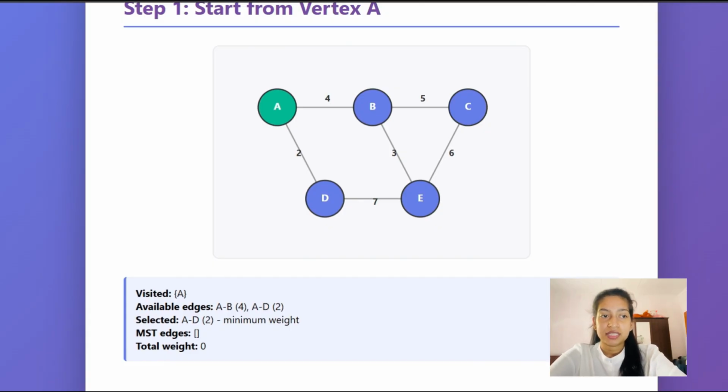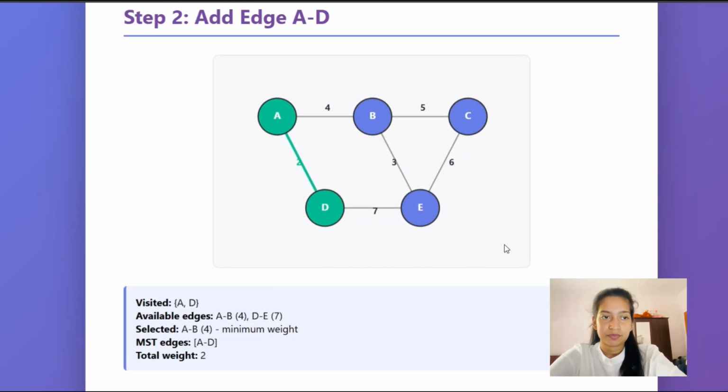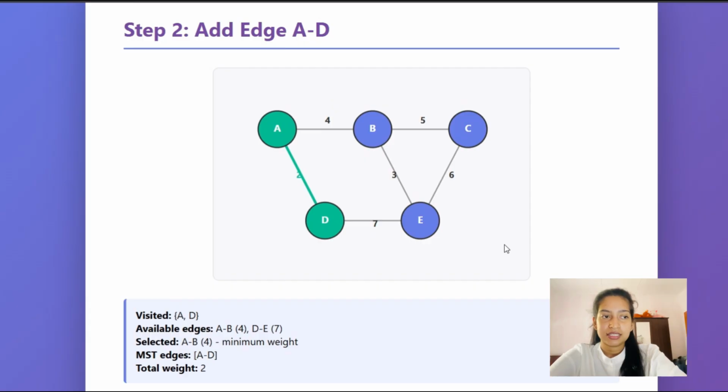At this point, our visited set contains just A. We have 2 available edges to choose from, and we have selected A to D. Our MST is still empty because we have not officially added the edge yet, and our total weight is still 0. Let's move to the next step. Now we add edge A to D to our minimum spanning tree. You can see both vertices A and D are now highlighted in green, and the edge between them is also highlighted.